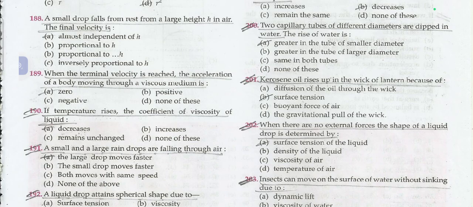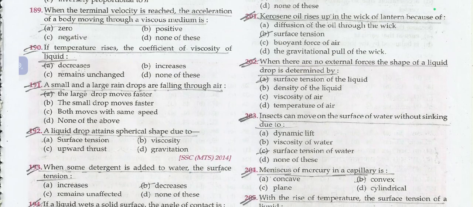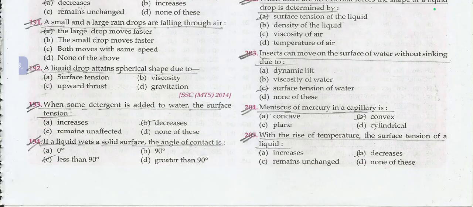If temperature rises, the coefficient of viscosity of liquid decreases. A small and a large raindrop are falling through air. The large drop moves faster. A liquid drop attains spherical shape due to surface tension. When some detergent is added to water, the surface tension decreases.